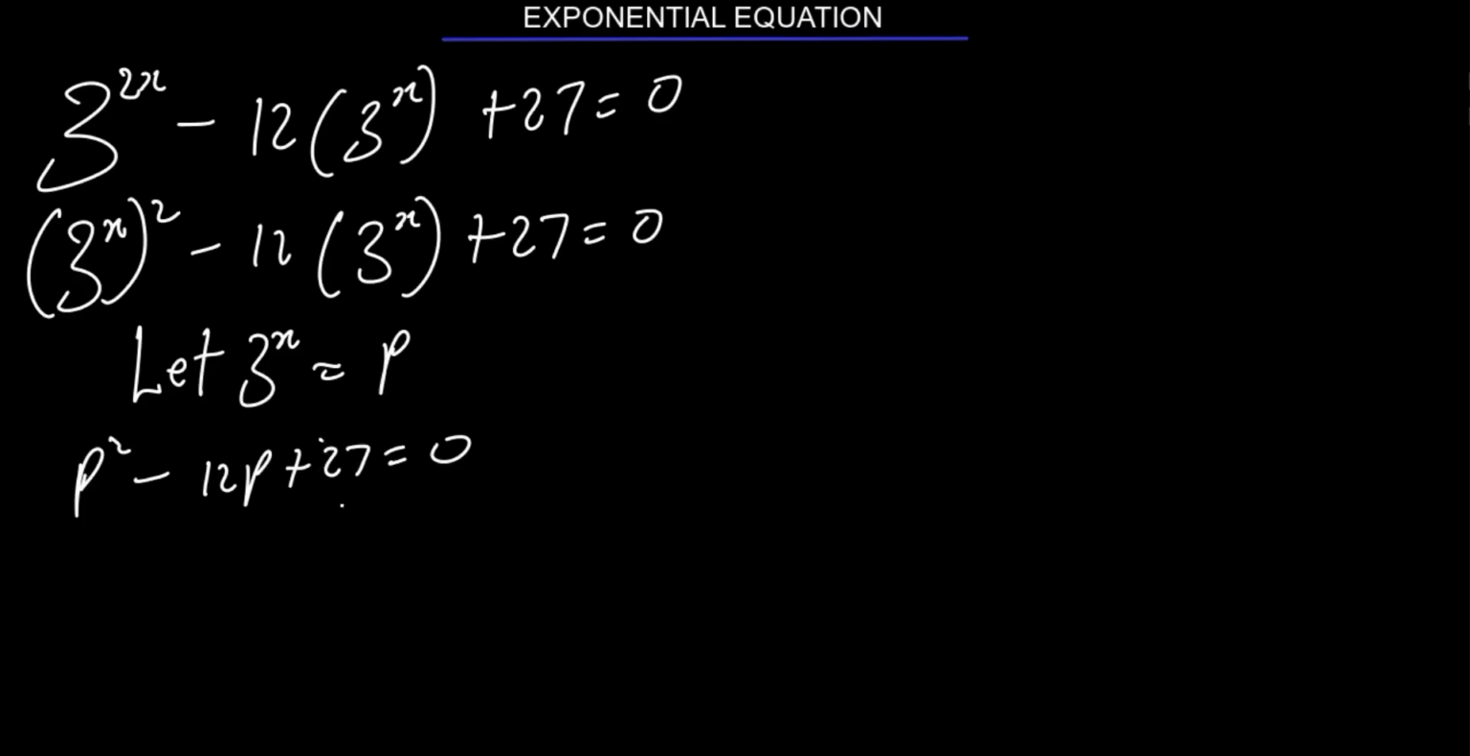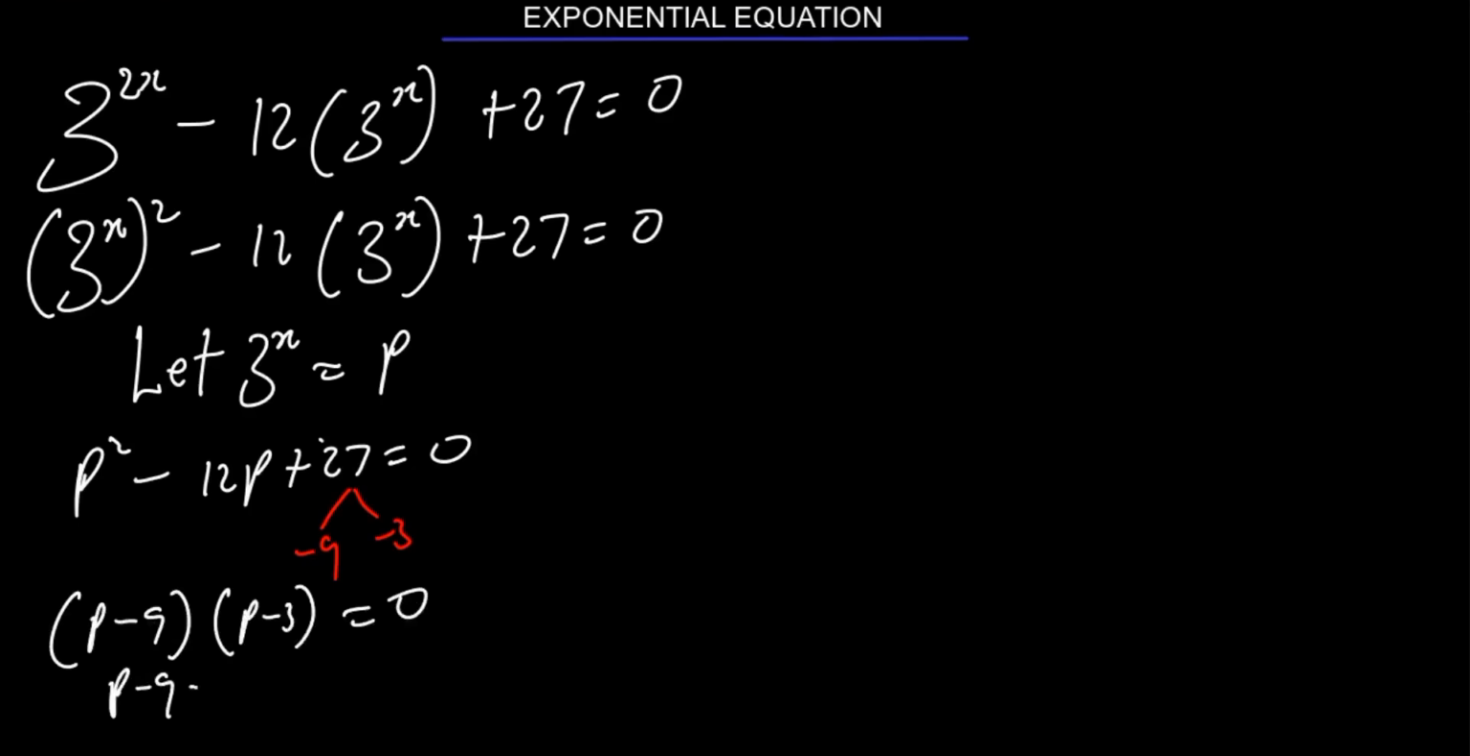Now look at it. If I have 27, what are the two numbers I can multiply together to give me 27, and when I add them, I'll have minus 12? So they are minus 9 and minus 3. So if I solve this, I'll have p minus 9, p minus 3 equals 0. So p minus 9 equals 0, p minus 3 equals 0. So from here I'll have p equal 9 and p equal 3. So I've gotten my two values like that.